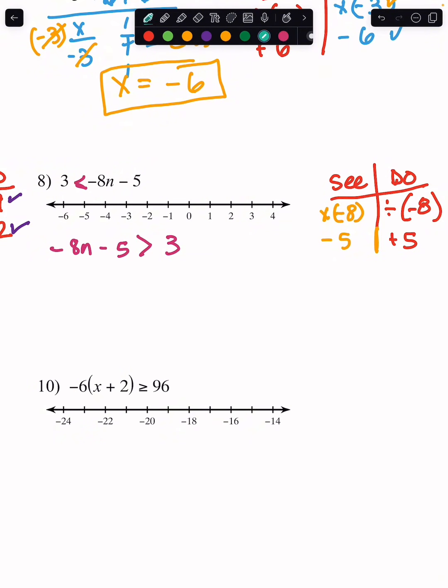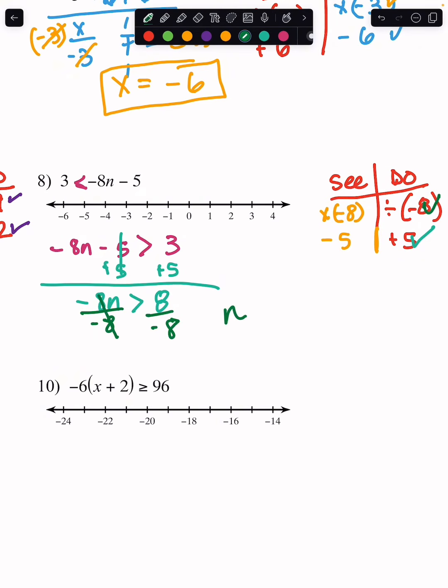I got -8n is greater than 8 so far. Check. That step is done. Next step, I have to divide by -8. n. But remember, the rule is when you multiply or divide by a negative, the sign flips. And then 8 divided by negative 8 is negative 1.